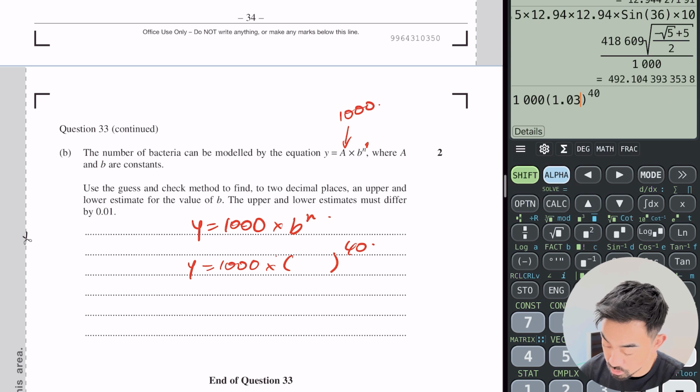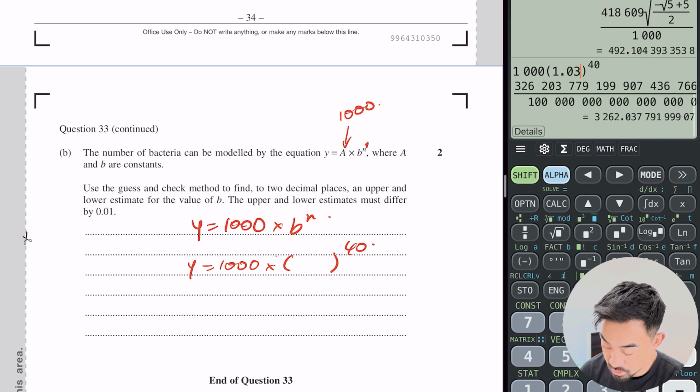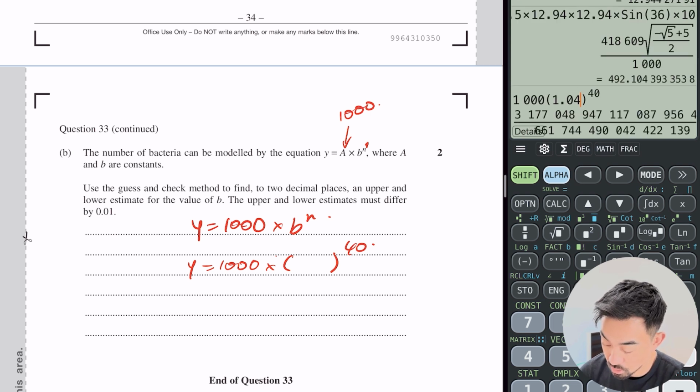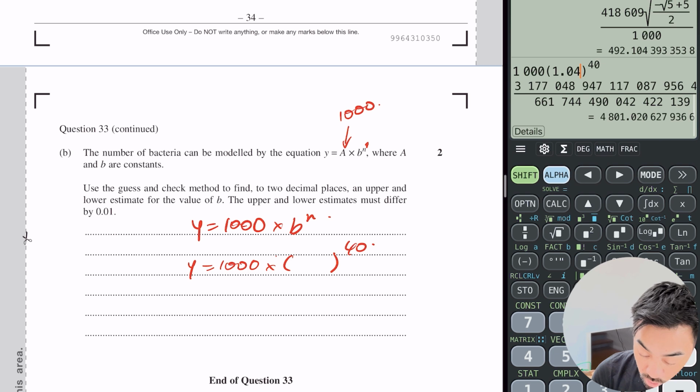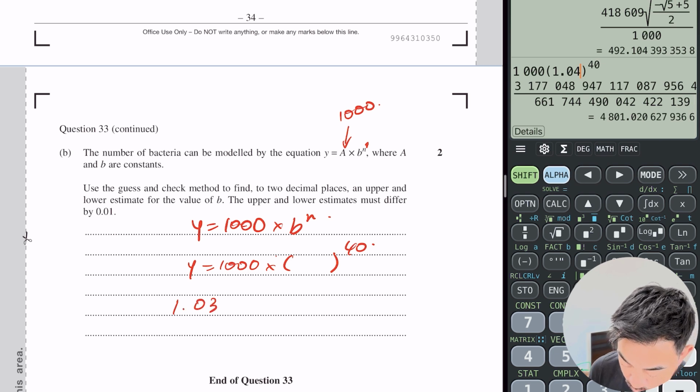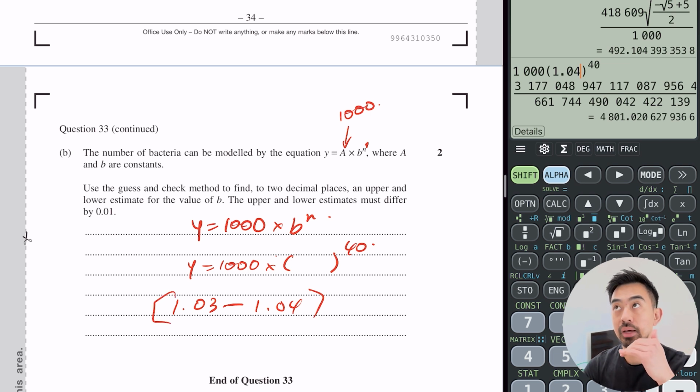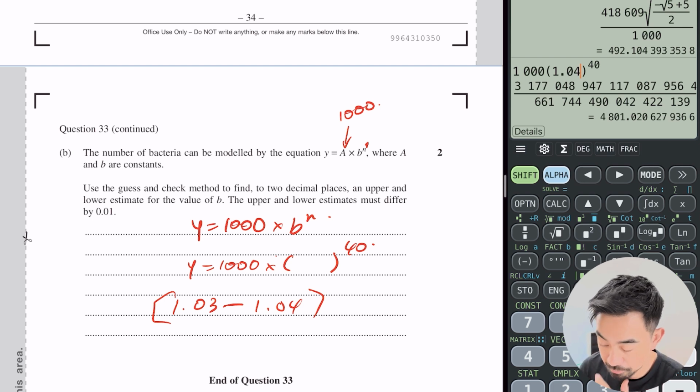2,000. No, it's getting closer. 3,000. Okay, so I'm guessing the next one's going to be it. It's going to be from 1.03 to 1.04, right? Because 1.03 gets me below 4,000 and 1.04 gets me above 4,000. So it's going to be somewhere in between. So that's your answer there.